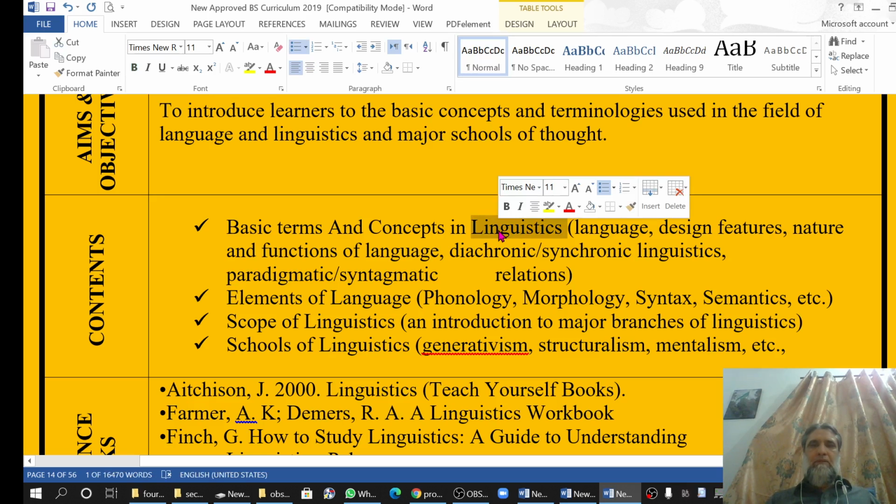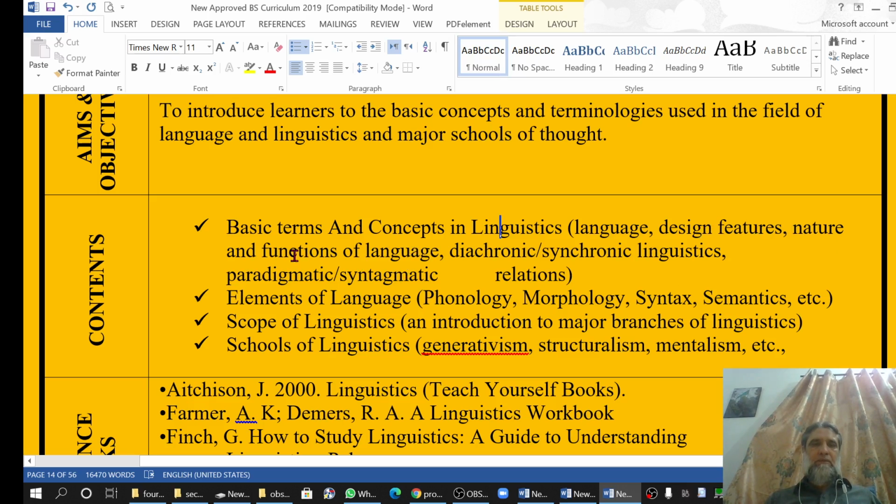As I said, we will define linguistics as the scientific study of language, and then we will discuss in this first one the basic terms and concepts. Language: we will talk about what is language and what are the design features. Design features means the specific characteristics of human language which the other communication systems do not have. We will also talk about the nature and function of language.